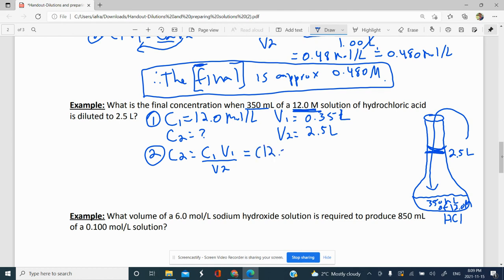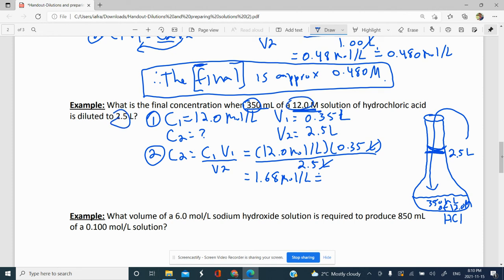So let's go ahead and plug our numbers in. 12.0 moles per liter times volume 1, which is 0.35 liters, over 2.5 liters. Cross that out, and we get, let's plug this into our calculator, 12 times 0.35 divided by 2.5, 1.68 moles per liter, or let's go to our very fun sig figs here. 2 sig figs, 2 sig figs, 3 sig figs. 2 sig figs is the smallest, so approximately 1.7 moles per liter.